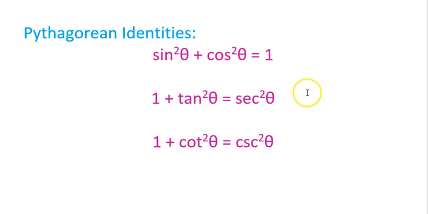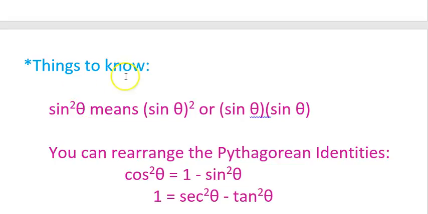I'm also including in these identities the Pythagorean identities. There are 3 of them, and that's because they're related to the Pythagorean theorem. These are sine squared plus cosine squared is 1, 1 plus tangent squared is secant squared, and 1 plus cotangent squared is cosecant squared. Again, these are things you need to memorize. You need to know these 3. There will not be a formula sheet that gives them to you.